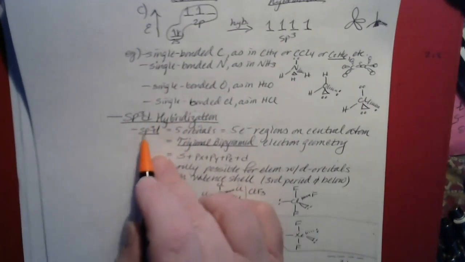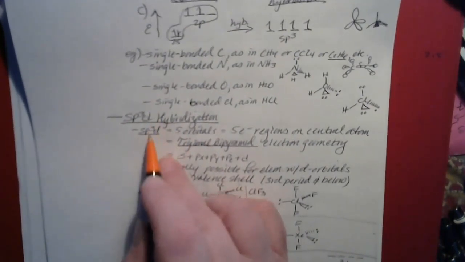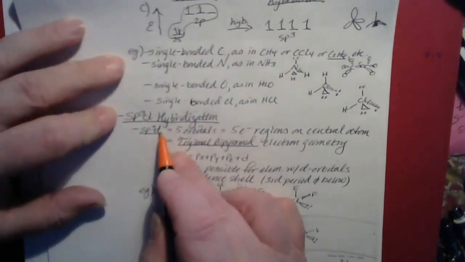Then we graduate. We've used the s orbital in the valence shell, and we've used all of the p orbitals in the valence shell. So now we graduate to using d orbitals in hybrids or hybridization. The next step would be sp3d hybridization. So this involves the s orbital in the valence shell and all three of the p orbitals in the valence shell, plus one of the d orbitals of the valence shell.